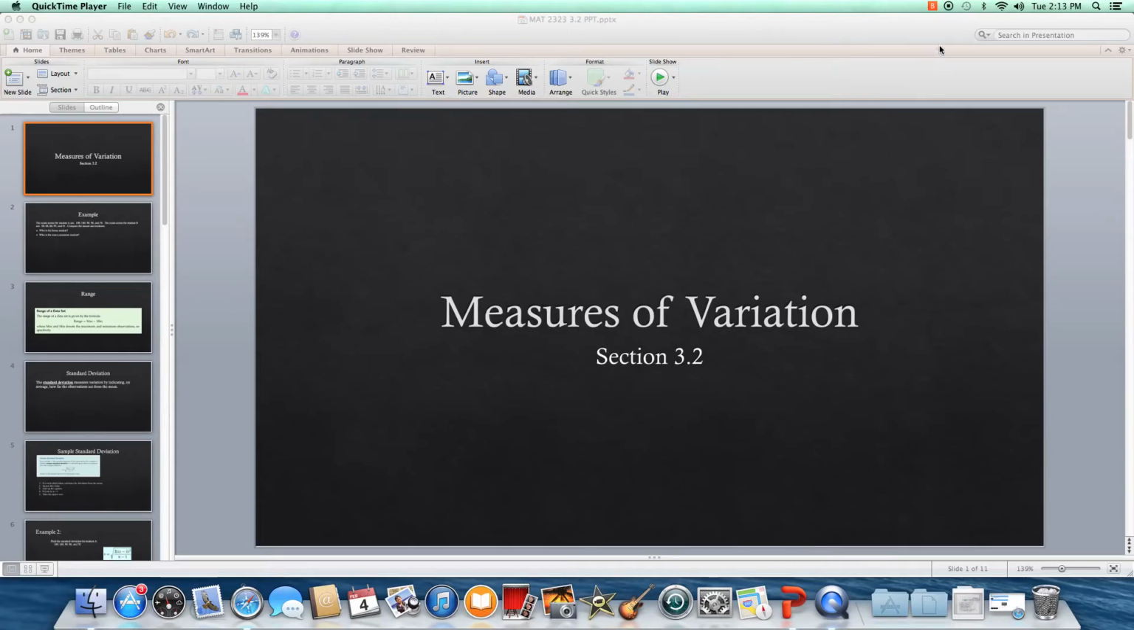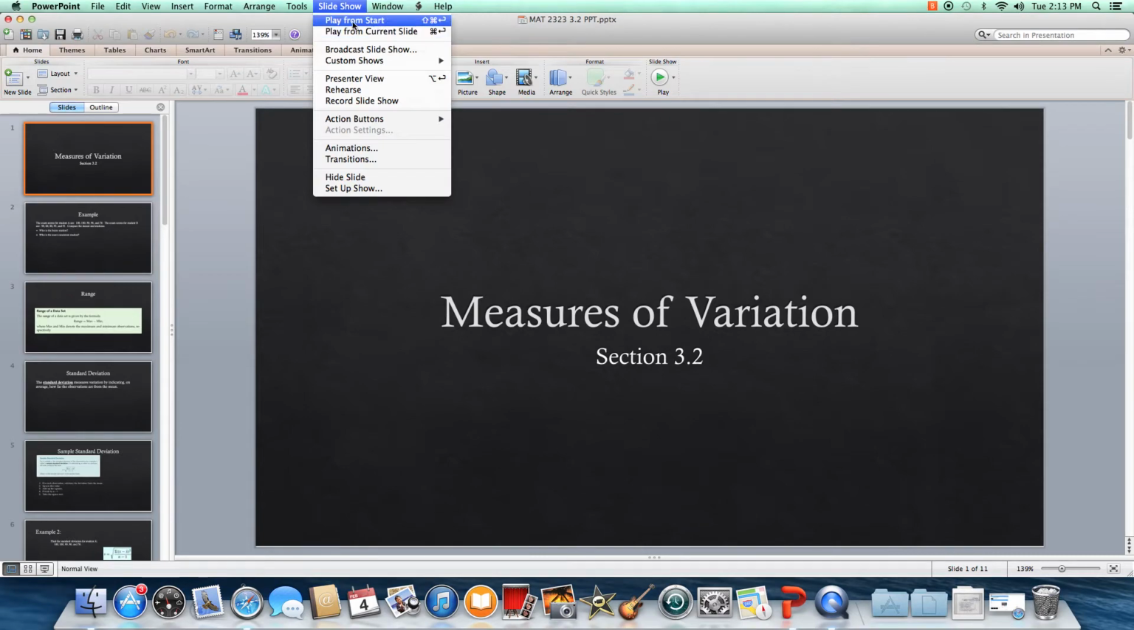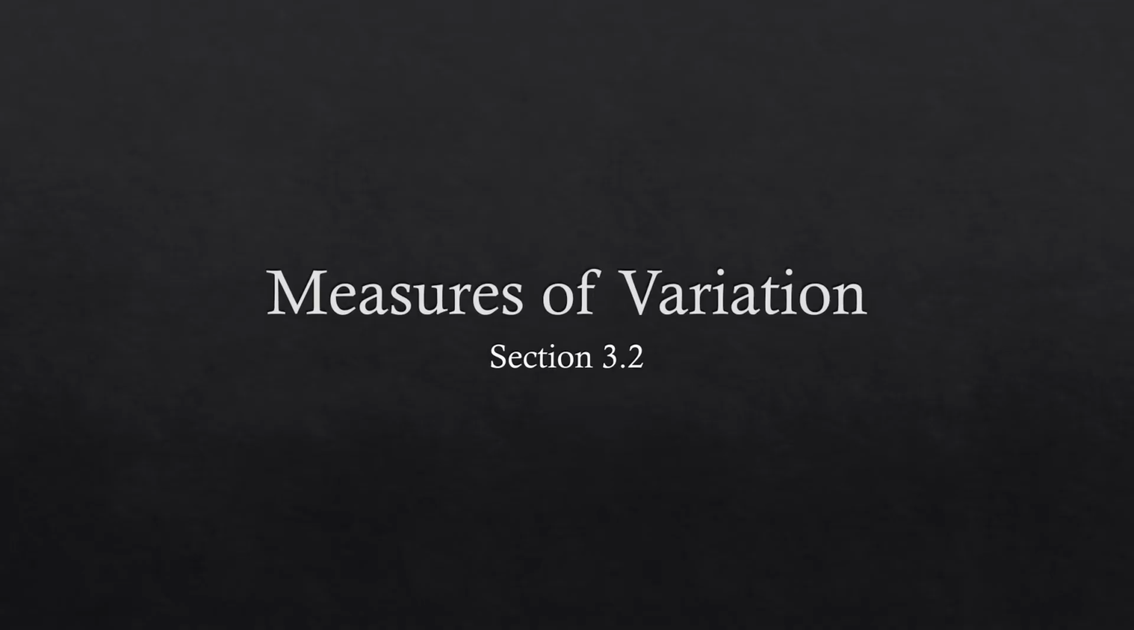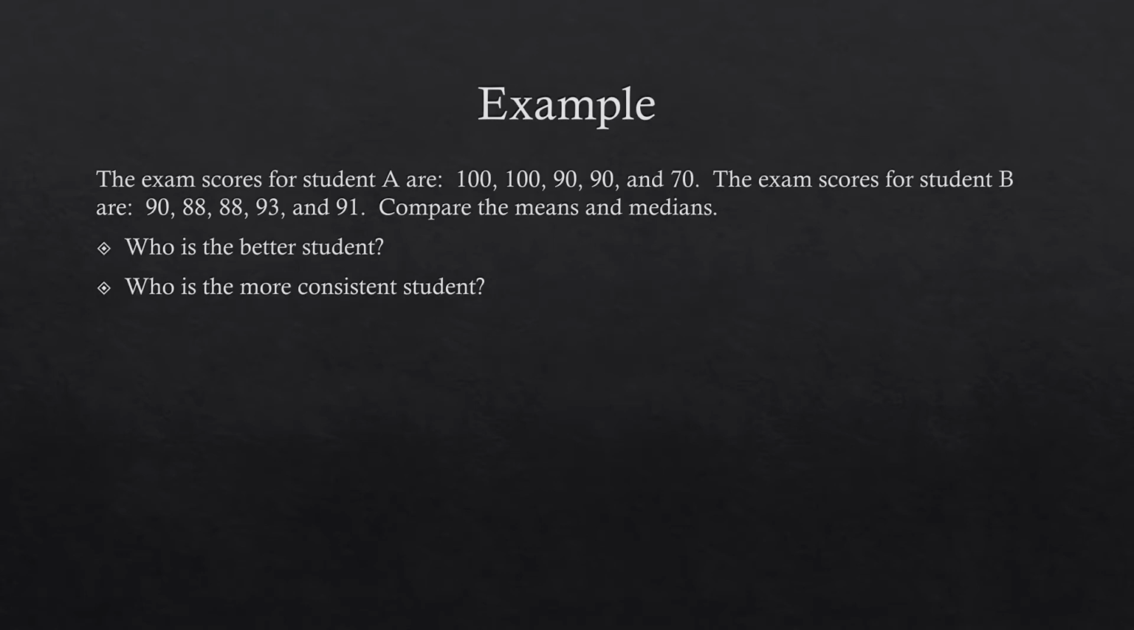Alright, section 3.2 is where we are in statistics, and that would be measures of variation. Last time was the measures of center. Now this is measures of variation. So I have two students here. Let's compare them. Okay, so let's look at their means and their medians.